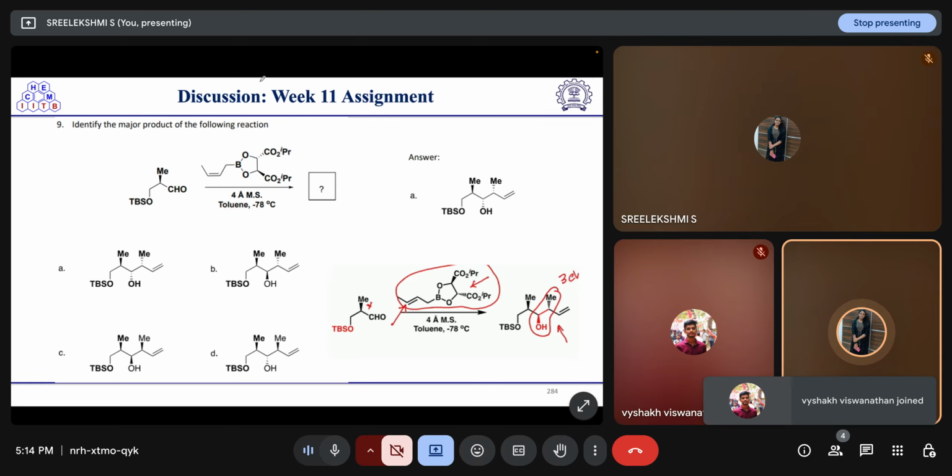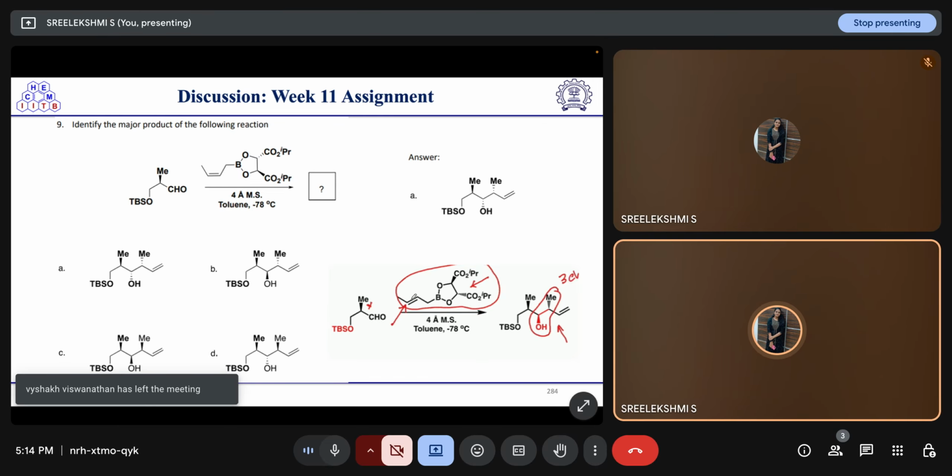So here what is happening, this is a type of aldol reaction we can say. So what will happen, this center is attacking over this position, and this double bond will shift over here, and this group will leave to form this particular compound. So the correct answer here is option A.